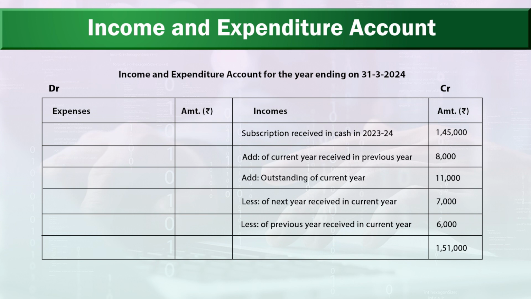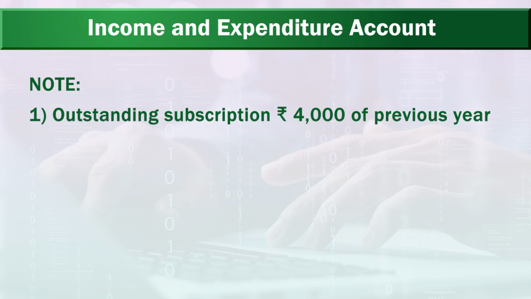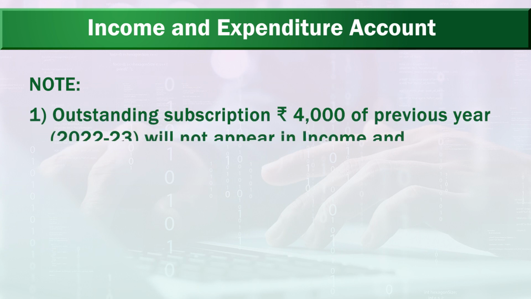From this, we would be deducting the subscription of next year received in the current year. The amount is 7,000 rupees. From this, we would be deducting the subscription amount received of previous year in the current year, and the amount is rupees 6,000. The total comes to 1,51,000.